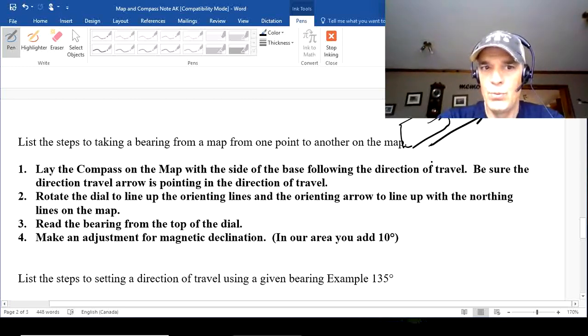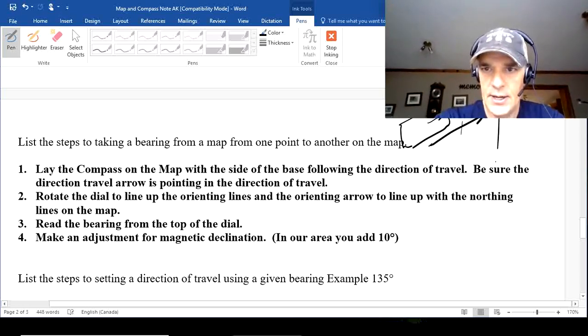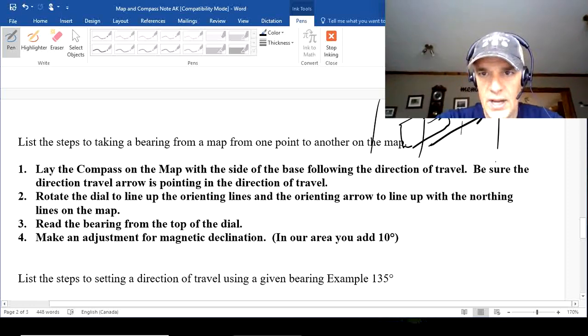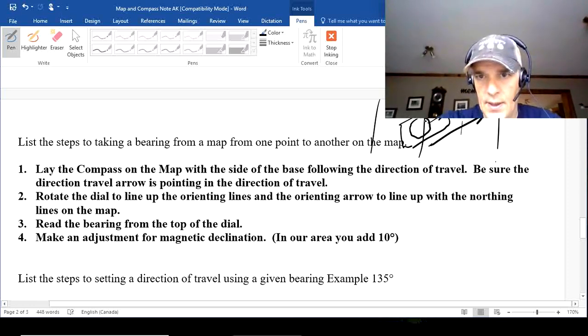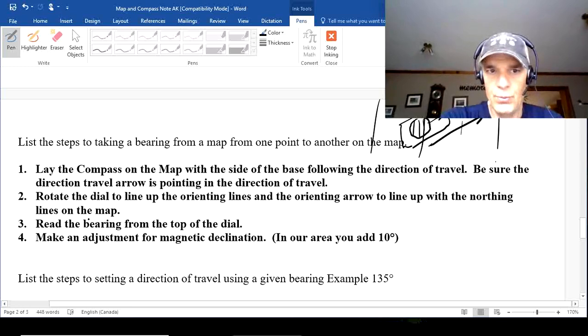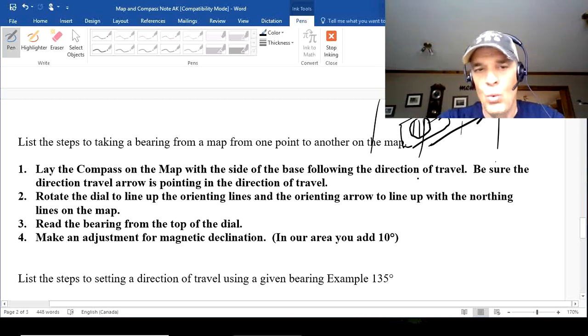And then what we do is we rotate, and this map will have a series of lines like this that are called northing lines. They put these lines on a map, and then we're going to rotate the dial so that the lines in here line up with this particular northing lines. So we rotate the dial to line up the orienting lines and the orienting arrow with the northing lines on the map. And once we've done that, we can then pick up the compass and read the bearing from the top of the dial.